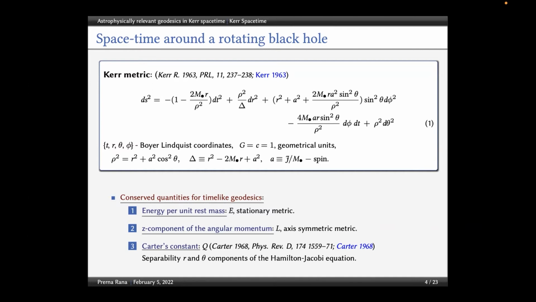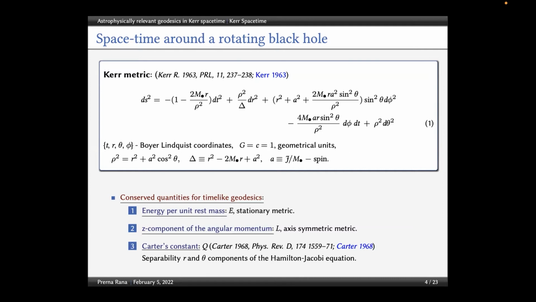First is energy per unit rest mass, because this metric is a stationary metric. Another conserved quantity is the z component of the angular momentum, represented by L, because this metric is axisymmetric. And the third conserved quantity is the Carter constant, which was derived by Carter in 1968 by showing that the r and theta components of the Hamilton-Jacobi equation are separable, which is equal to the constant called Carter's constant.